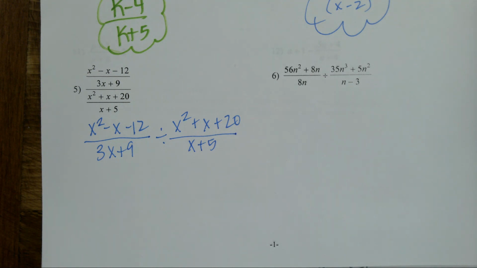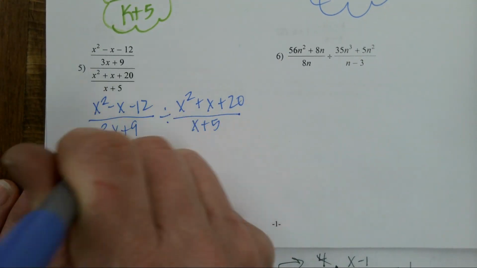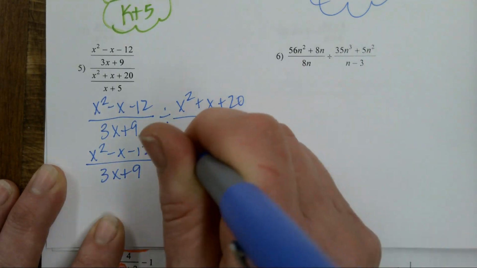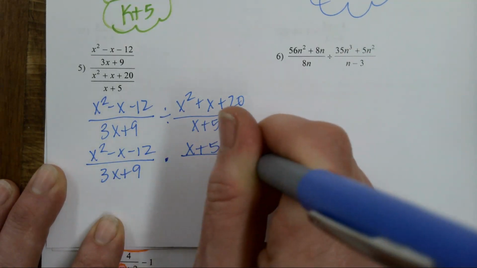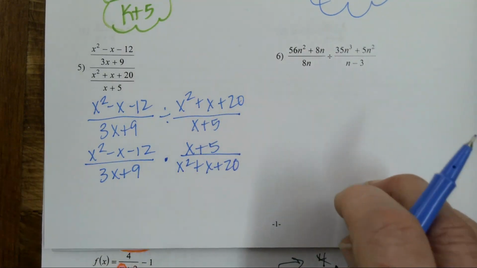We do not divide by fractions, right? What do we do? Flip and multiply. So I flip the second and multiply. So I have x squared minus x minus 12 over 3x plus 9 times x plus 5 over x squared plus x plus 20, and then I start to factor.